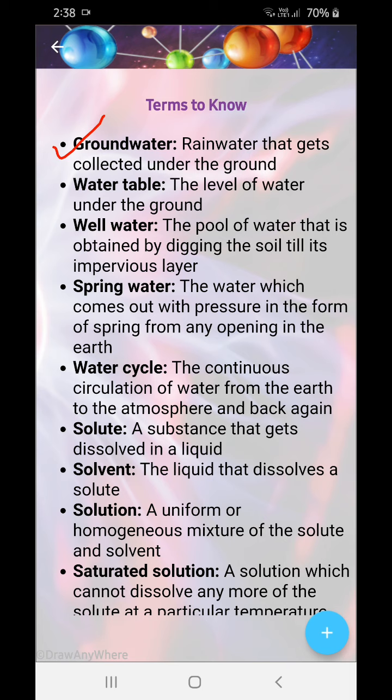Next, you have the well water, the pool of water that is obtained by digging the soil till it reaches its impervious layer. Now, what is impervious layer? I'll teach you later on. In this video only I'll teach you, but I'll teach you later on. Let's finish the terms to know.